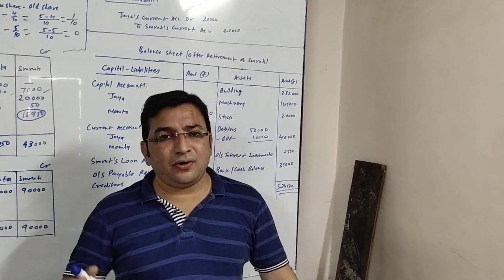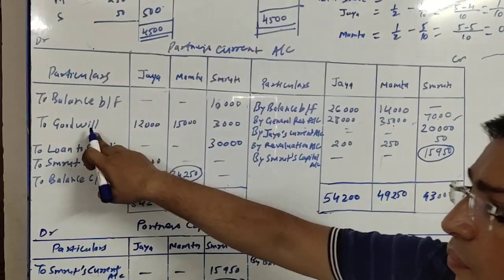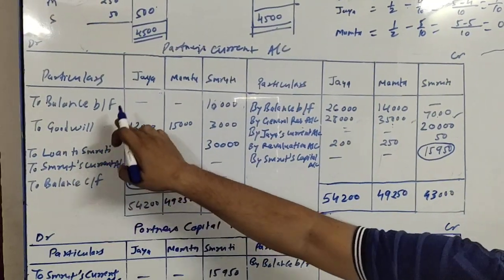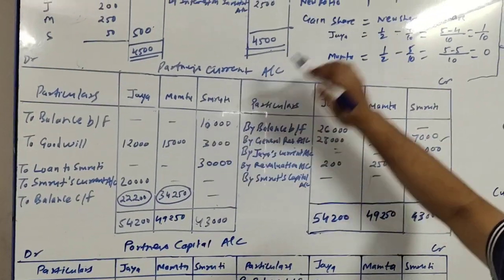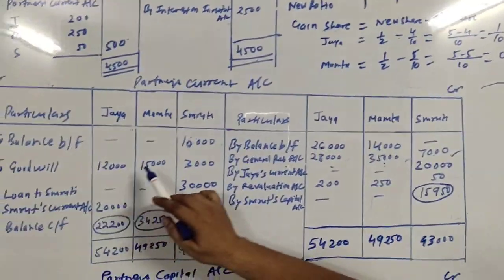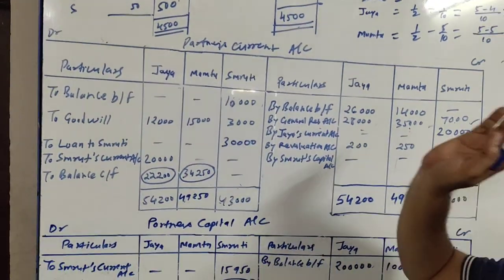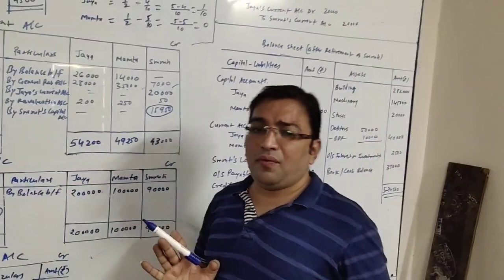Okay, so on the debit side of current account we will be writing goodwill. Now the total amount of goodwill is rupees 30,000. When we distribute this amount in the proportion of 4:5:1, we get 12,000, 15,000 and 3,000 respectively. So accordingly we have recorded it at the debit side of the current account of partners.